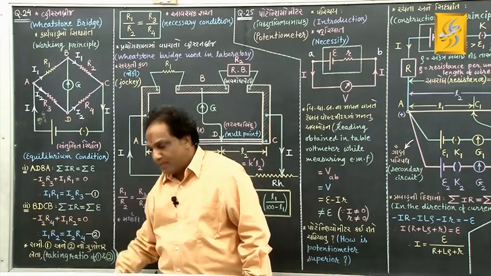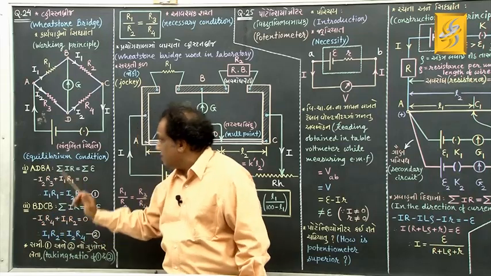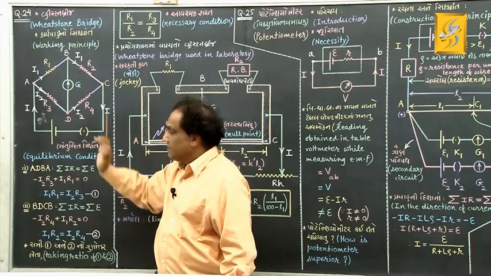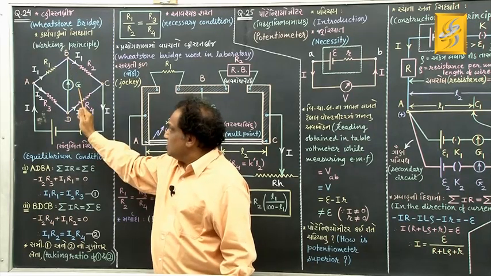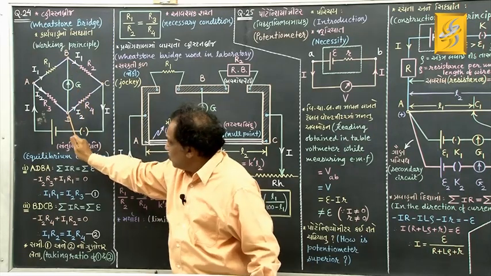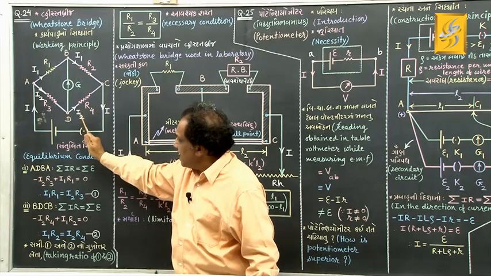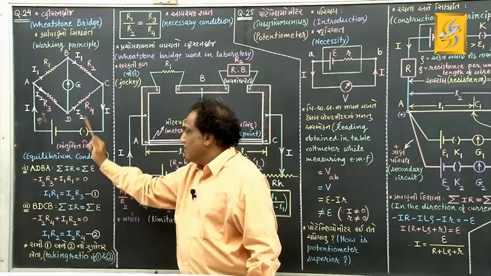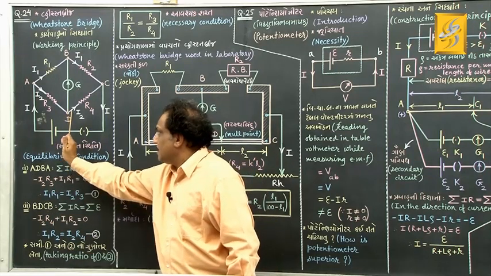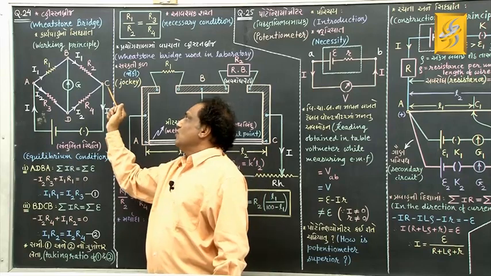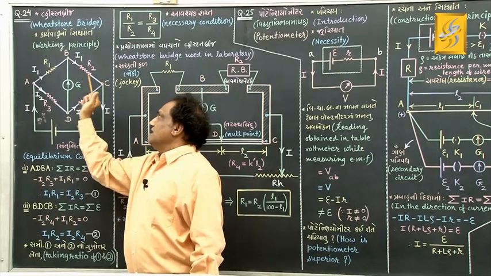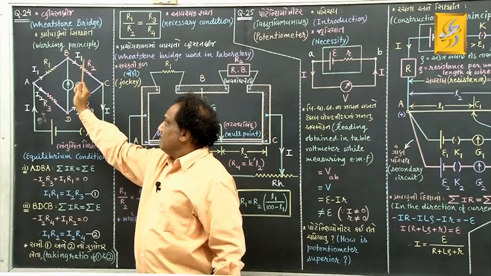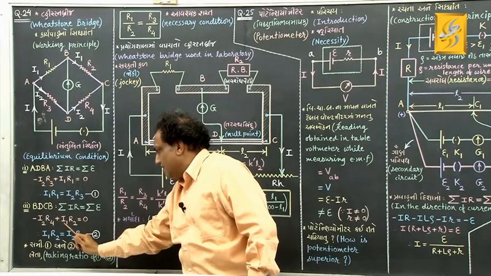Now take another closed path, B, D, C, B. Go this way. There is no current in this diagonal, so 0 into G will be 0. Go this way now. Minus I2 R4. Correct? Why minus? Because your journey is in the direction of current. And now you are going this way, so the direction of journey is opposite to this current. So the IR product should be taken positive. Plus I1 R2.